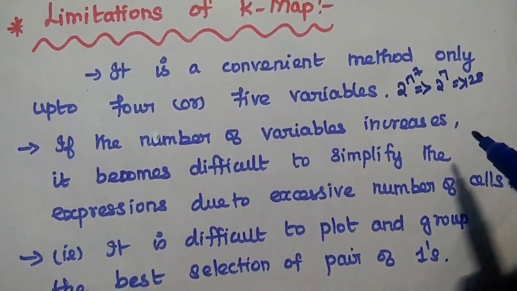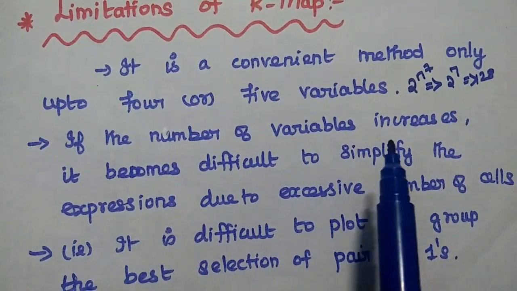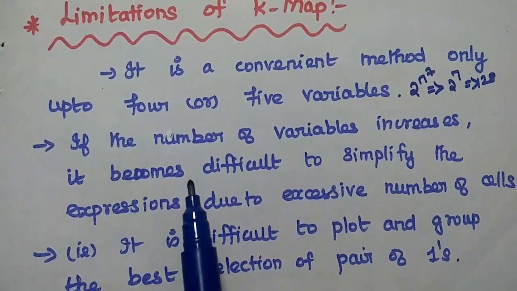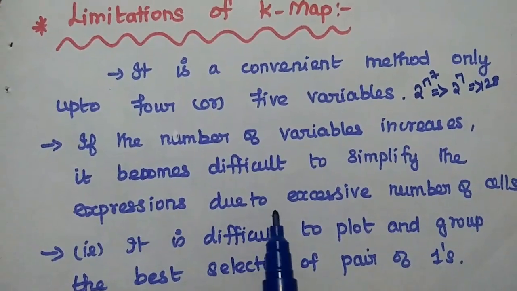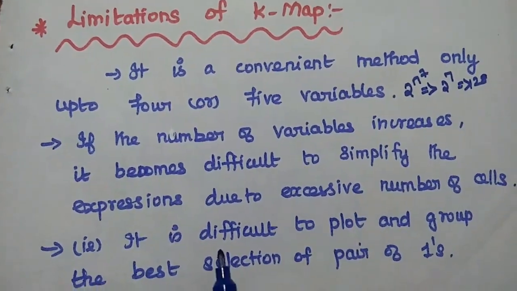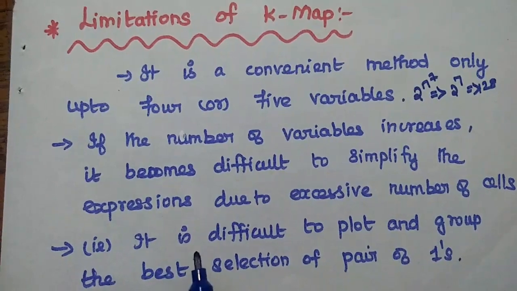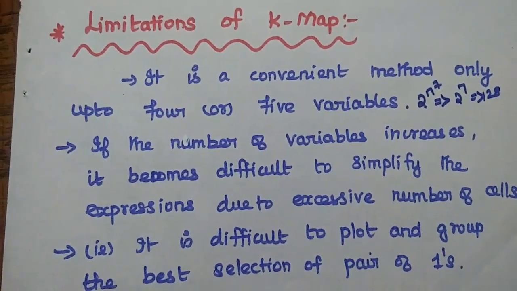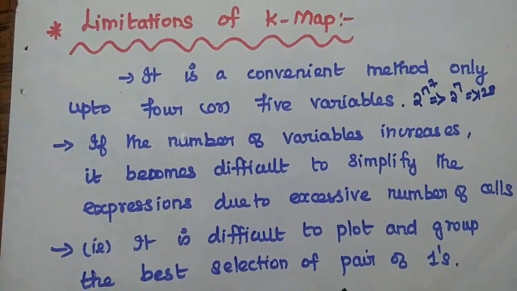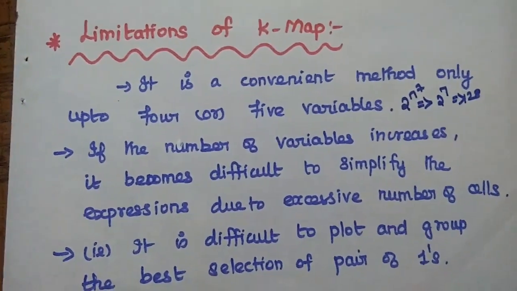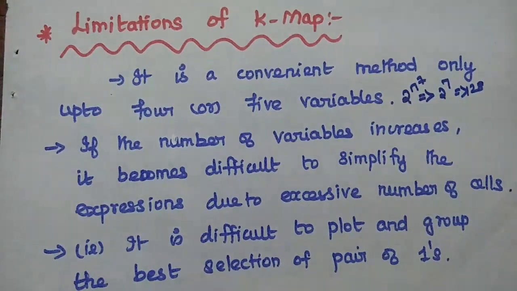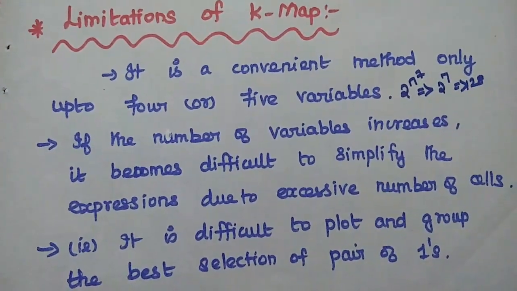So we need to have 128 cells. If the number of variables increases, it becomes more difficult to simplify the expressions due to the excessive number of cells. That is, it is difficult to plot and group the best selection of pairs of 1s. Okay, so that's why we move on to other methods if the number of variables increases.